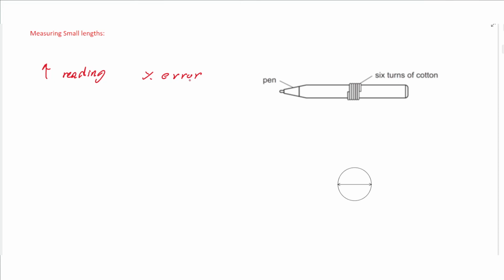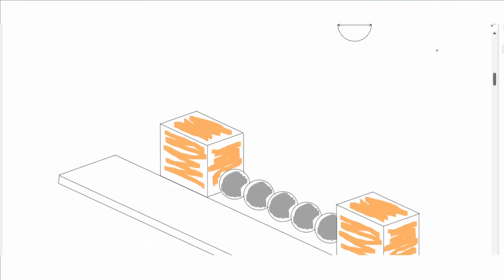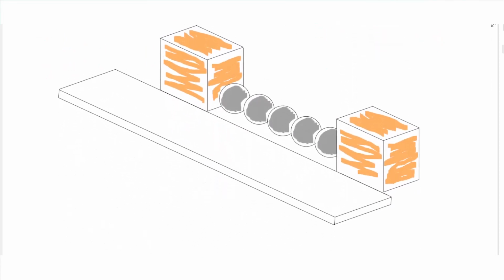For example, you want to measure the circumference of a pen or a rod. You can measure the circumference 6 times or 10 times, then divide the measured length by the number of turns. For example, if you measured a length of 70 centimeters, or 70.0, using a meter rule or a ruler, you then divide by the number of turns. If it's 6 turns, you divide by 6. If it's 10 turns, you divide by 10. Or you can use 2 blocks.